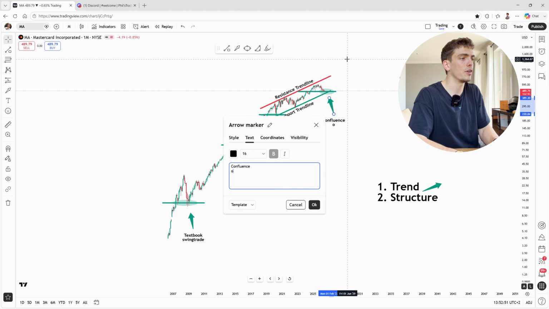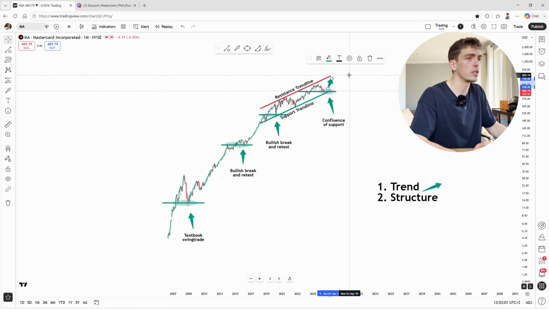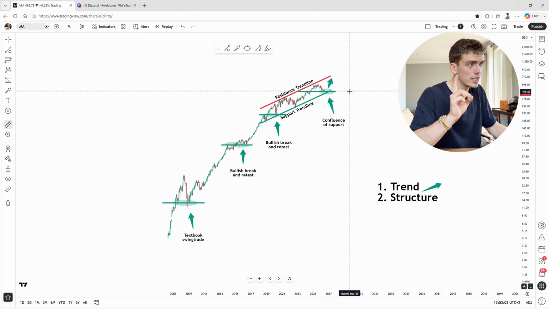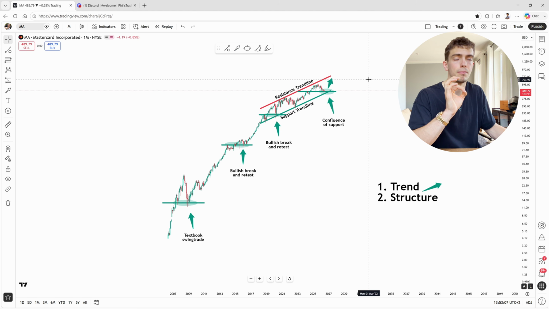MasterCard is retesting a very nice confluence of support, which further increases the probabilities of now seeing a rejection away towards the upside. And in my opinion, it's just a matter of time until we will see new all-time highs. And just with the regular stock, you're already able to catch a rally of plus 30%.